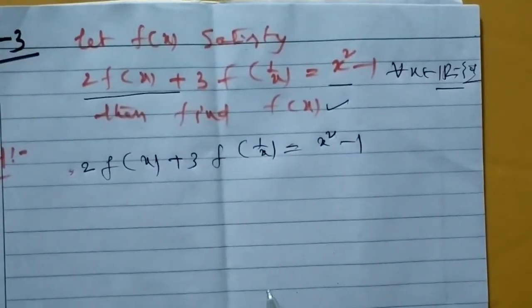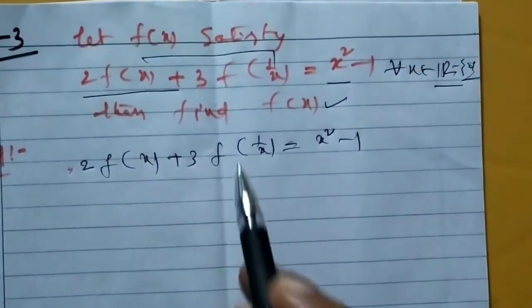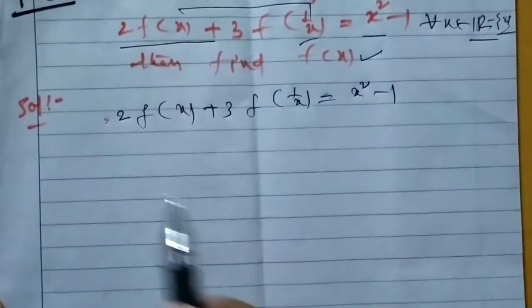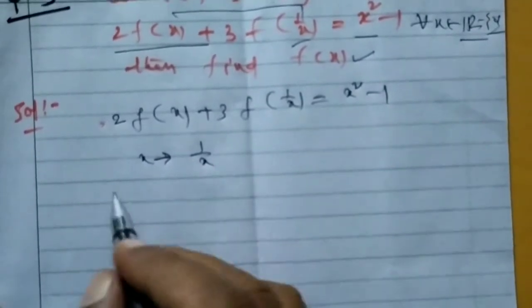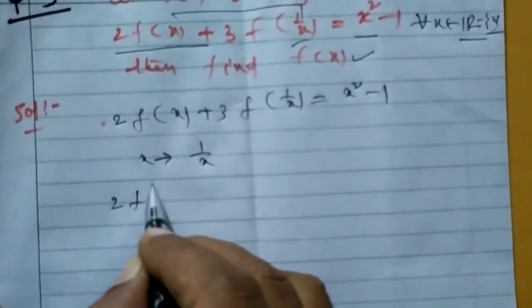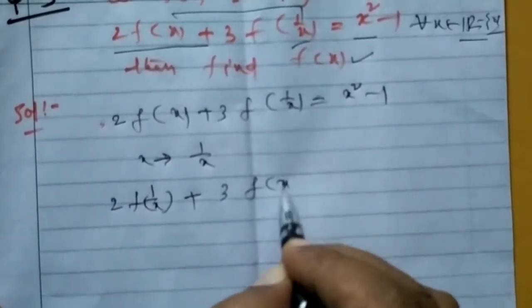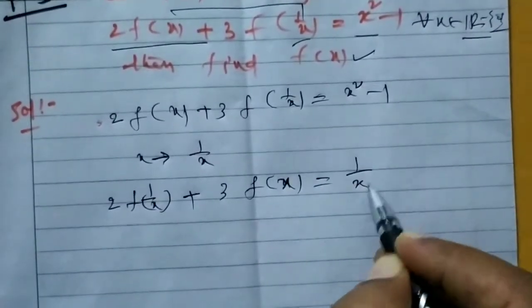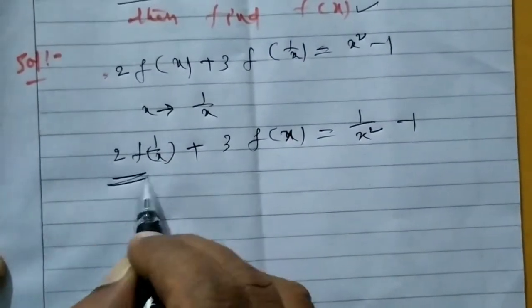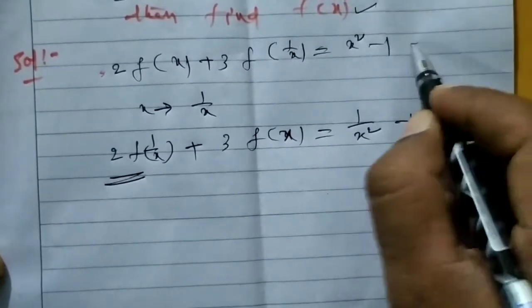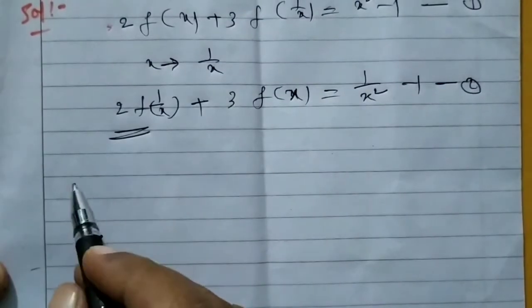This is also the first type of question. A single variable is there, but the argument should be different. We need to change the second argument, so as in the same case, replace x with 1/x. Then what happens? 2f(1/x) + 3f(x) = 1/x squared - 1. So here the f(1/x) term in the second equation and the f(1/x) term in the first equation, we need to eliminate the 1/x terms so that you will get f(x).